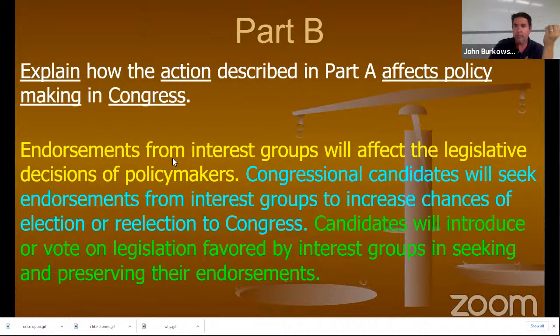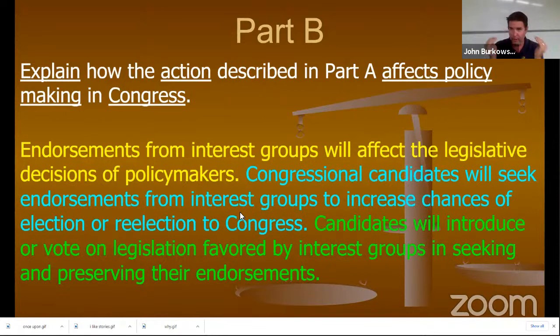Now we're getting into a juicy part here. See the blue, all right? Describe, congressional candidates will seek, but remember, in regards to affecting policymaking, that's the key. You gotta answer it in response to the question. Congressional candidates will seek endorsements from interest groups to increase chances of election or re-election to Congress. Think about how you're narrowing it to the context of the scenario.